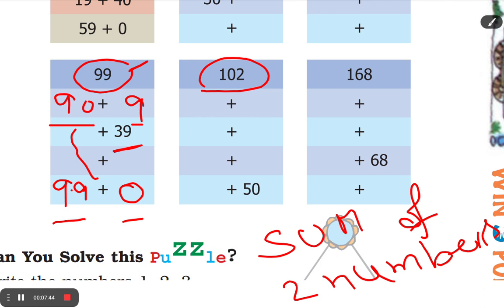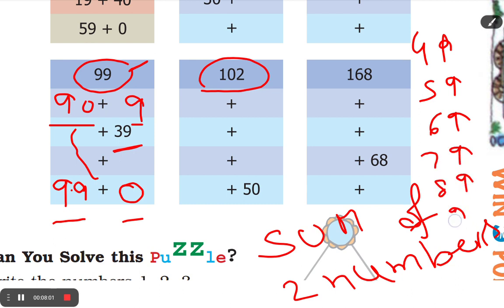Children, we did these additions on the number grid also. You can use that number grid to add this. Okay, 39. After 39 you count in tens: 49, 59, 69, 79, 89, 99. So I got that number. But how many tens? Each step, 39 to 49, is one ten. So these are all I counted in tens. How many tens have I counted?